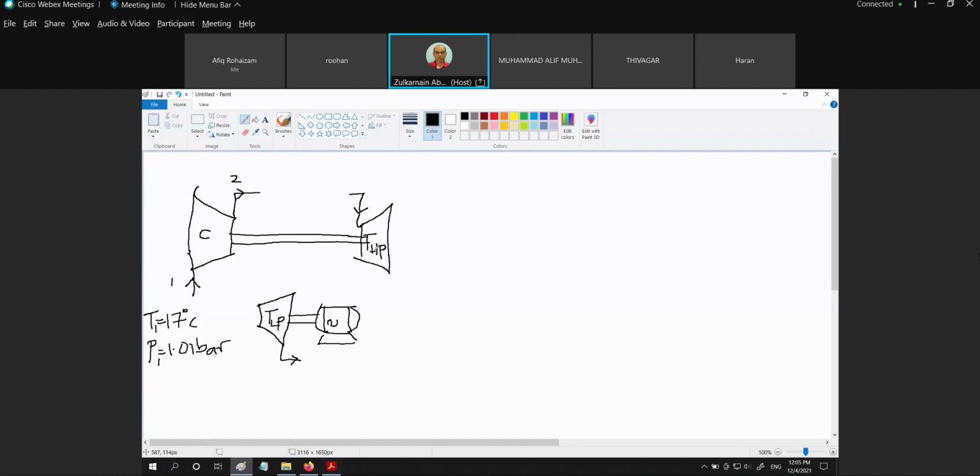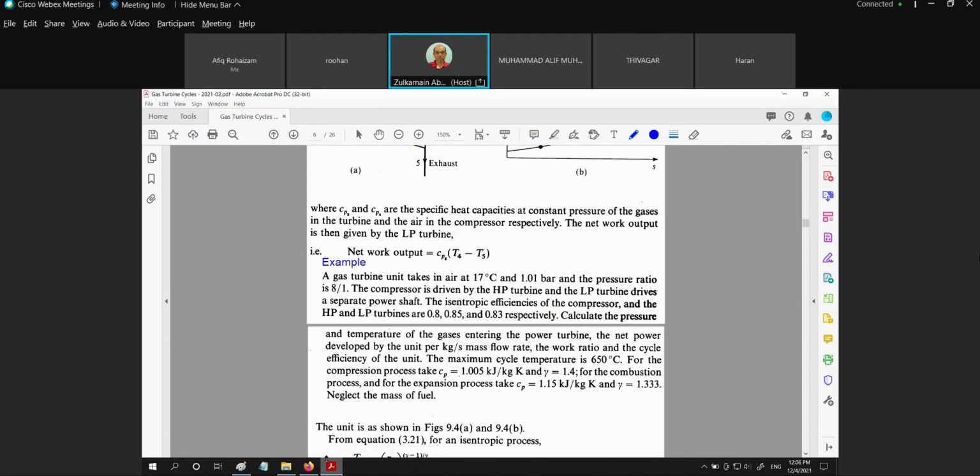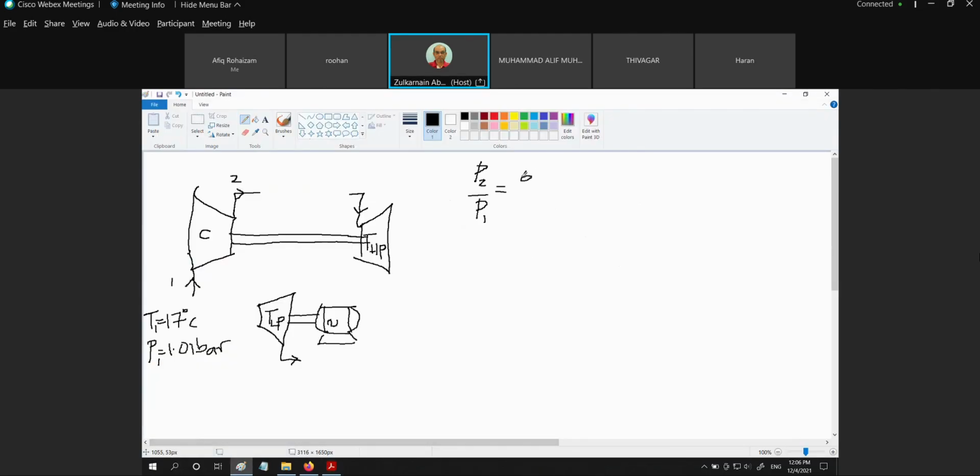In this case, our last turbine is the low pressure turbine. But at the high pressure turbine and low pressure turbine exhaust and inlet, we haven't put any numbering yet. So what we have right here is just for the compressor, which is P2 maximum, P1 minimum, and this is given as 8/1. This is 8/1.